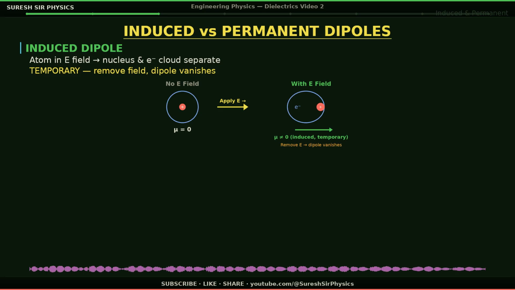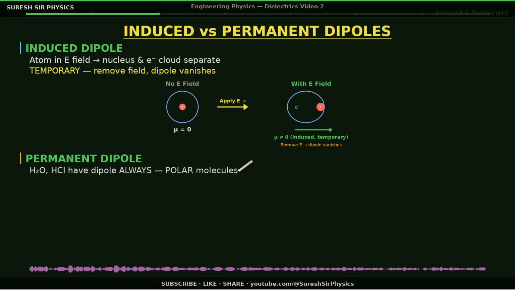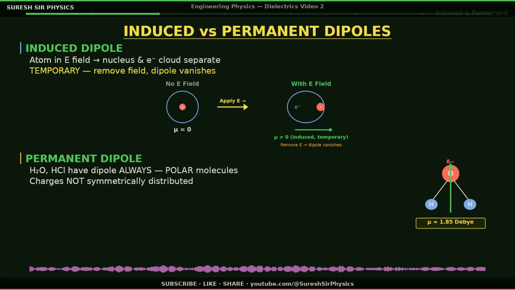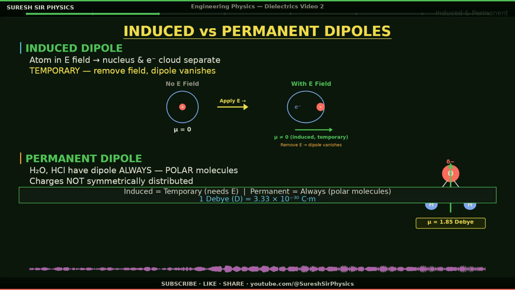Some materials or molecules have permanent dipoles without applying any electric field. Let me learn about what is permanent dipole. Some molecules like H2O and HCl have a permanent dipole moment even without any external field. This is because the charges in these molecules are not symmetrically distributed. We call these molecules polar molecules. We will talk about them more when we discuss orientation polarization in upcoming classes. Key definitions. Induced dipole, temporary, caused by an applied electric field. Permanent dipole, exists in polar molecules always, even without a field.